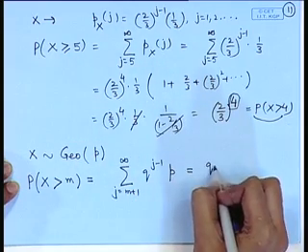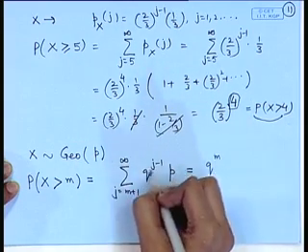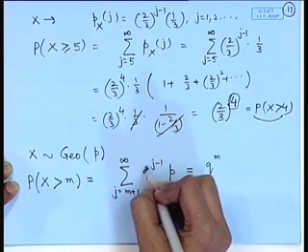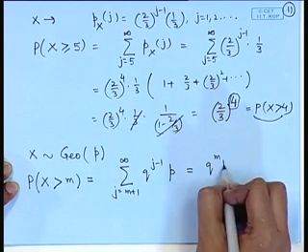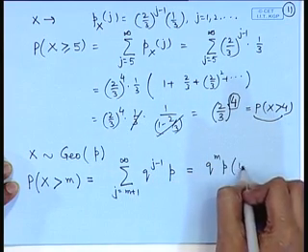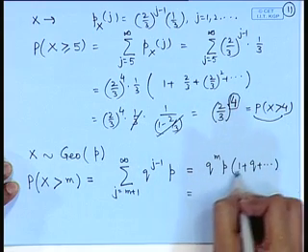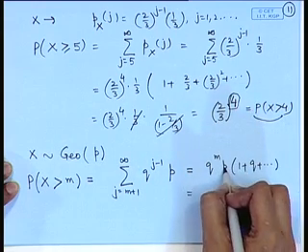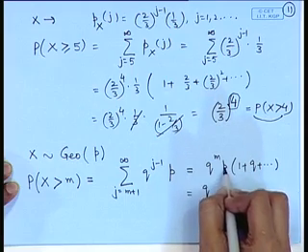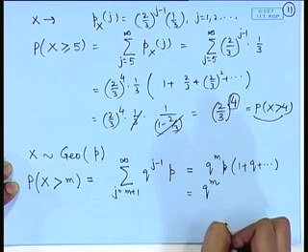So, the first term here will correspond to j equal to m plus 1, that will give us q^m into p, and then we will have an infinite geometric series 1 plus q plus q square etc. So, this is 1 by 1 minus q, which cancels with p. So, you will get q to the power m.